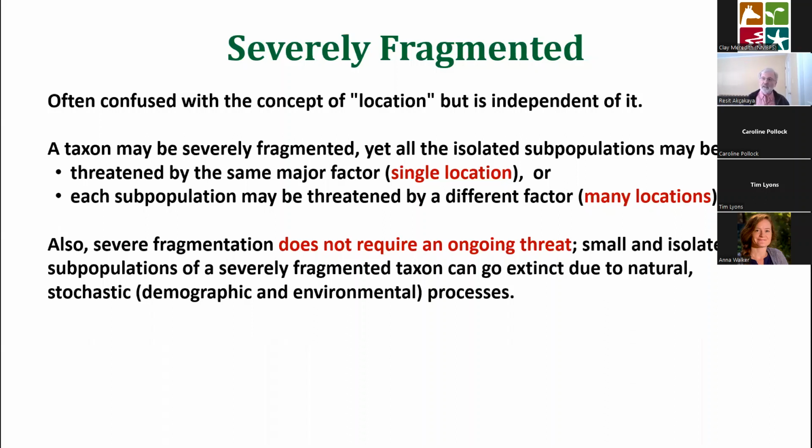The other difference, of course, is that severe fragmentation does not require an ongoing threat. As I mentioned in the beginning, location is one of the concepts in which the knowledge of threat is essential. You cannot use the concept of locations or the number of locations as a criterion if you don't know what the threats are. But severe fragmentation does not require that. It only requires information about how fragmented the distribution of the population is. It doesn't matter how it got there. Regardless of how it got there, a taxon can be considered to be severely fragmented.